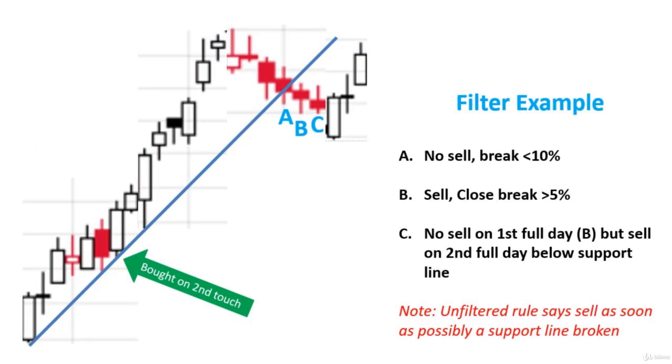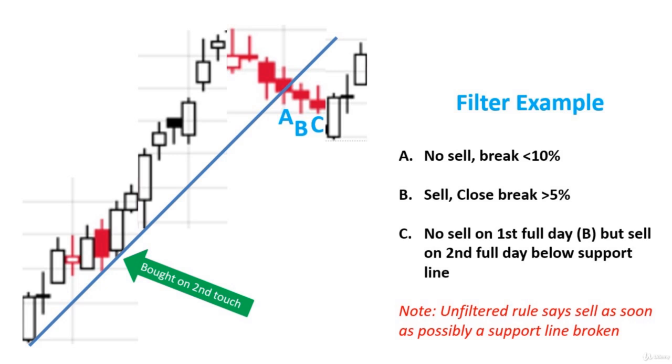So if we look at this example here, the same example, we could see that we bought in on the second touch. We're in a nice uptrend here. You could see that when it breaks the line right at A, we should have been selling right away if we followed the rule to the letter. It broke the line, we should have sold.